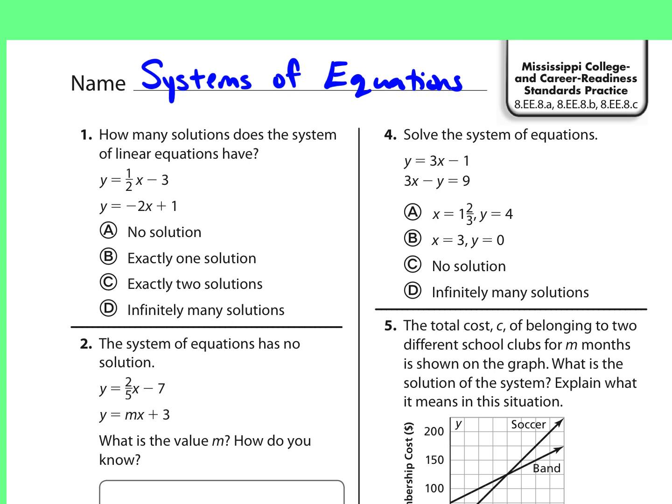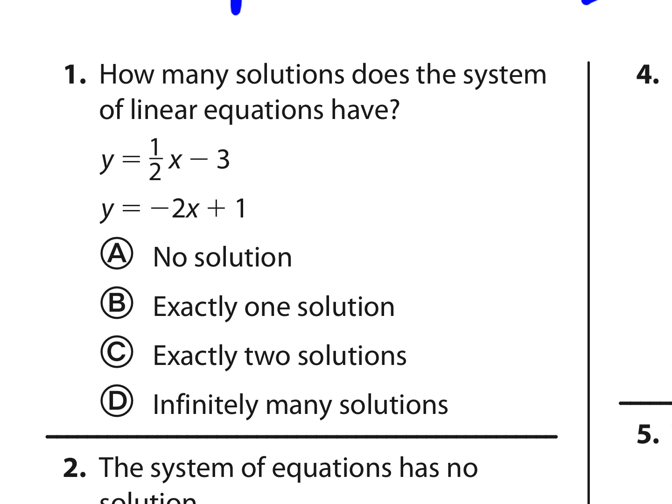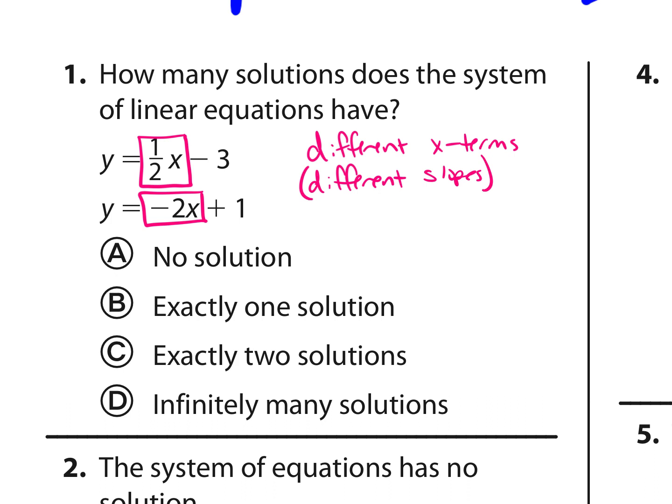EE.8, we're going to cover EE.8a and b, and this is all within systems of equations. Number 1, how many solutions does the system of linear equations have? Notice they're both in slope-intercept form, and they have different x terms. This means they also have different slopes. If two lines have different slopes, then they will cross somewhere at exactly one solution.